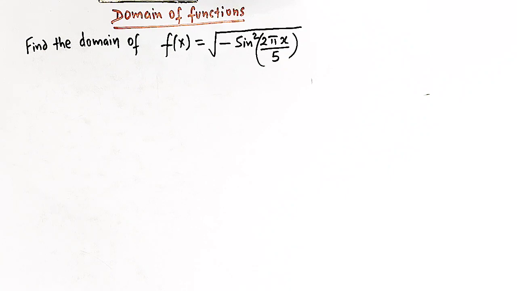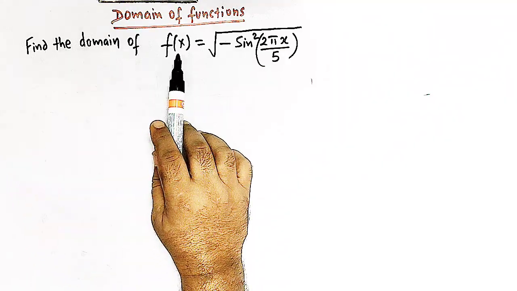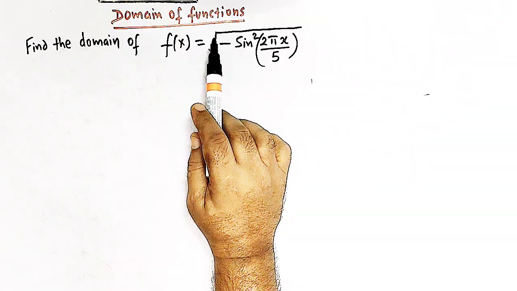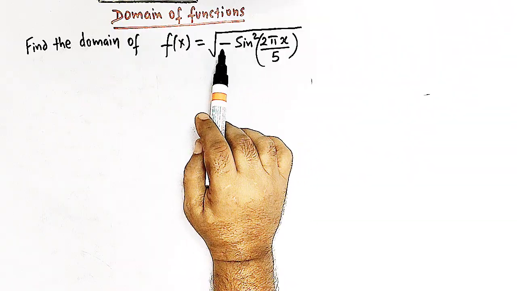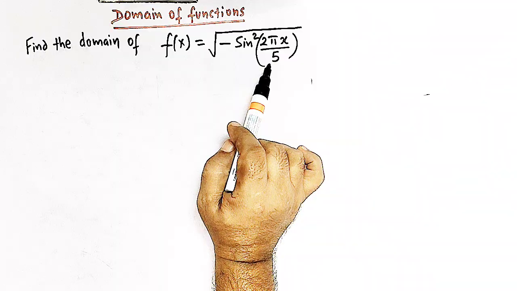Let us consider an interesting problem from the domain of functions. In this session, we are going to find out the domain of this function f of x, that is equal to square root of negative of sine square 2 pi x over 5, right?